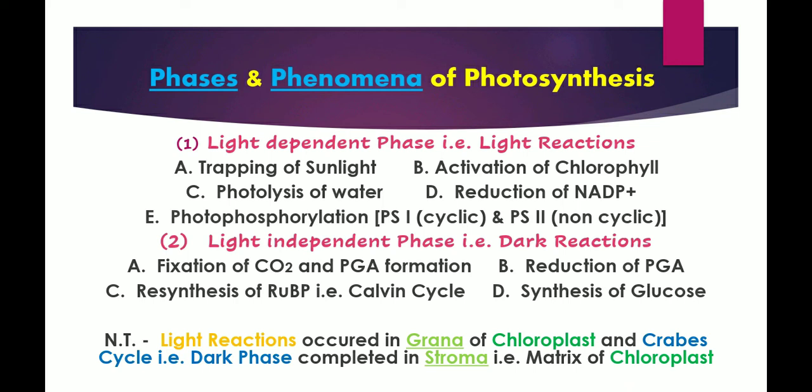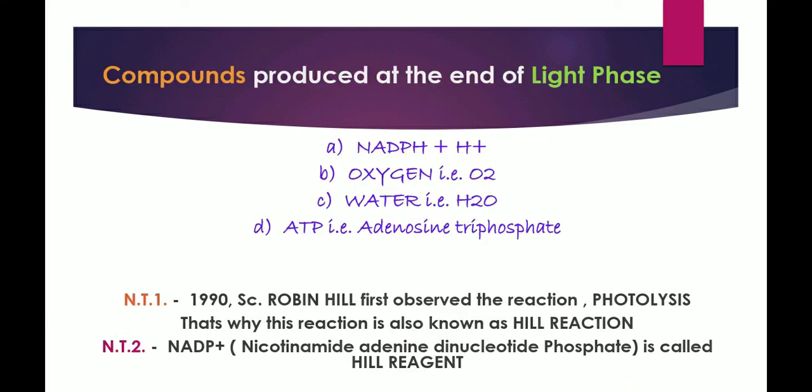Note down that light reaction occurs in the grana of chloroplast and dark reaction is completed in the stroma, that is the matrix of chloroplast. Compounds produced at the end of light reaction are NADPH plus H plus, oxygen, water and ATP, adenosine triphosphate. In 1990, scientist Robin Hill first observed the reaction photolysis. That's why the reaction is also known as Hill reaction. NADP plus, that is nicotinamide adenine dinucleotide phosphate, is called Hill reagent.